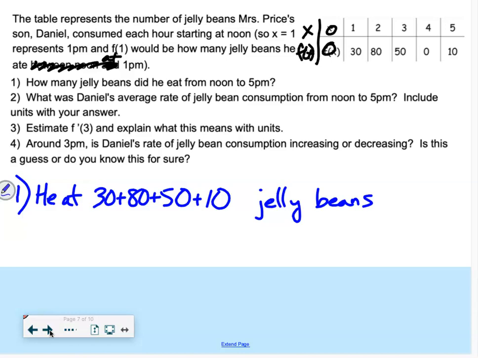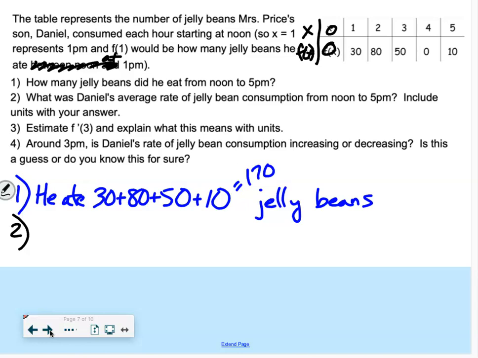If I left my answer like this, would I get full credit? Yes, absolutely. So if you got an actual answer, the answer was 170, but you can leave it unsimplified. Unsimplified is fine, unless on the test we specifically say to simplify.